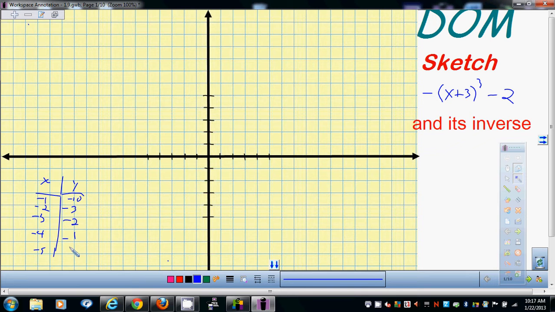is 6. Let's plot this thing. -3, -2. -2, -3. So it did flip over. -1, -10 is like way down here. -4, -1, and -5, +6. Connect the dots. So it looks like it flipped it over vertically, but it didn't actually flip it all the way over the axis. So you might have to grab some points.